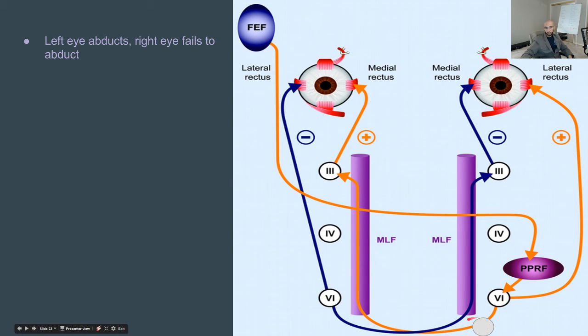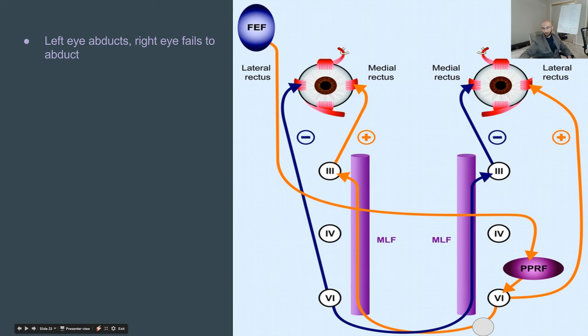So, this right here, well, I've ruined that. This right here is a lesion. Okay? I was going to ask it as a question, but my trigger finger was too happy. If we lesion right here after this point, then we get left eye abduction. So this is the left eye.